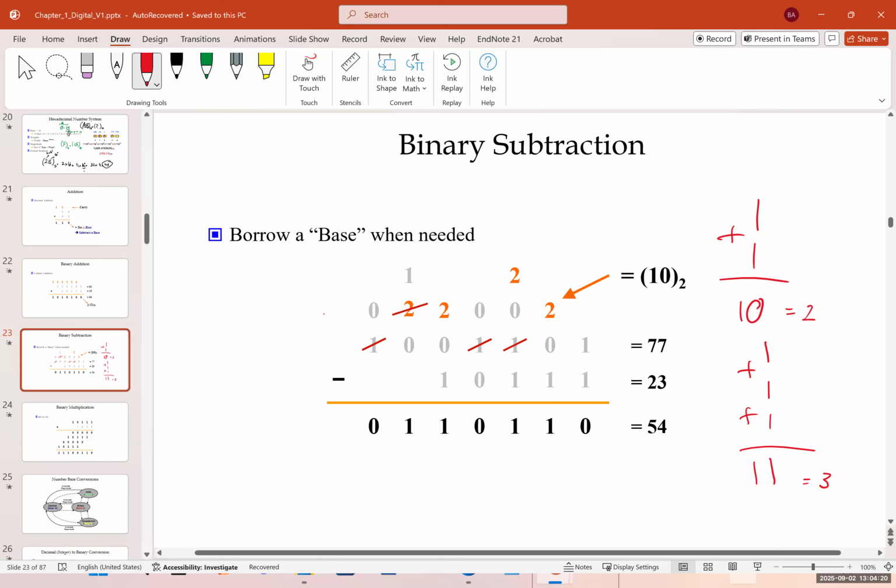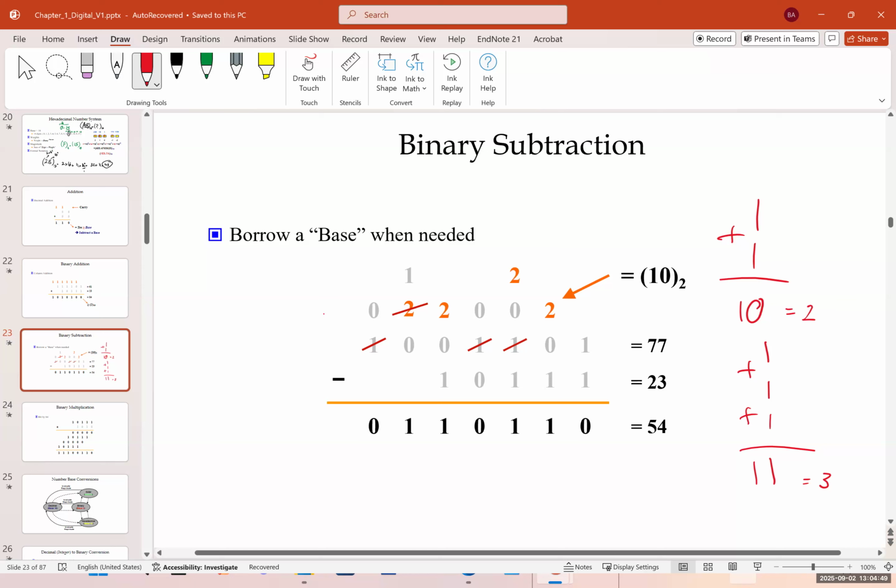And when we want to subtract, we use the same principles that we have for subtracting two decimal numbers, and we borrow a base when needed. This was an example that we went through. For example, if we want to subtract 0 and 1, 0 minus 1, 0 is less than 1, so we would borrow, and next one would become 1, 0, and we have 2, we subtract 1 of it, and it's left with 1, and so on.